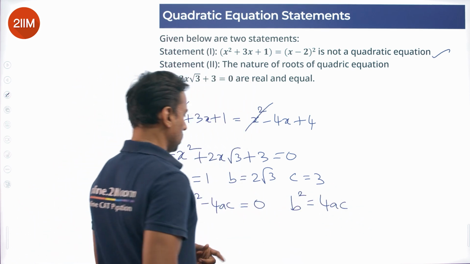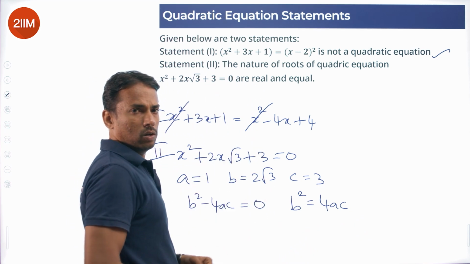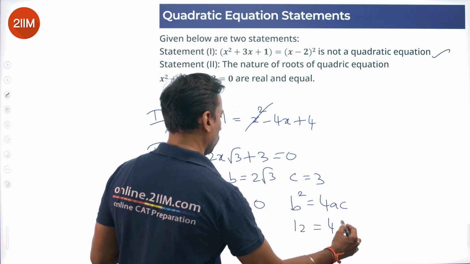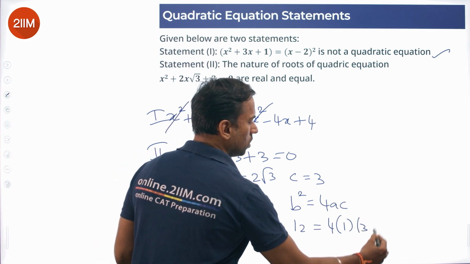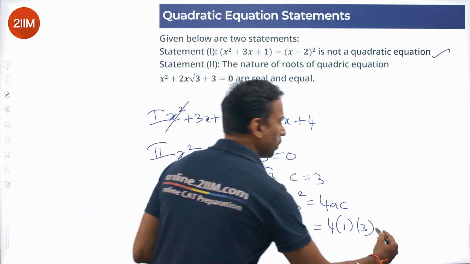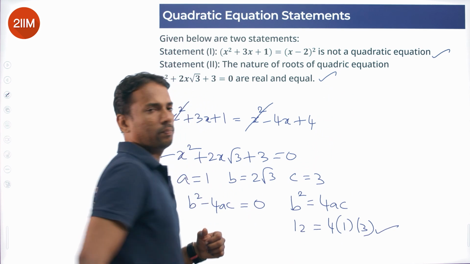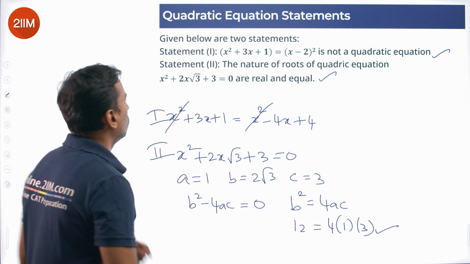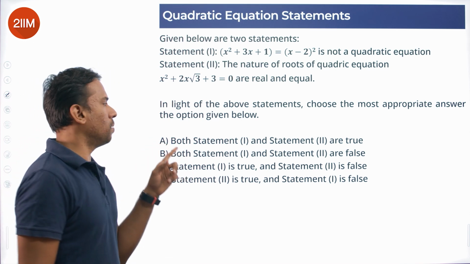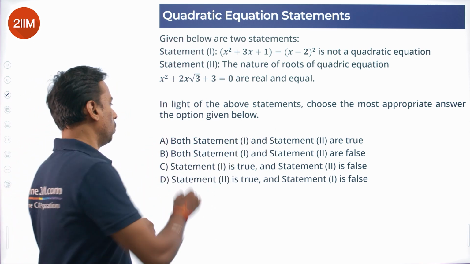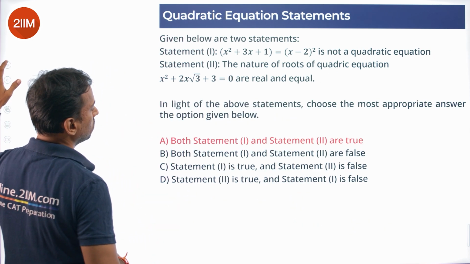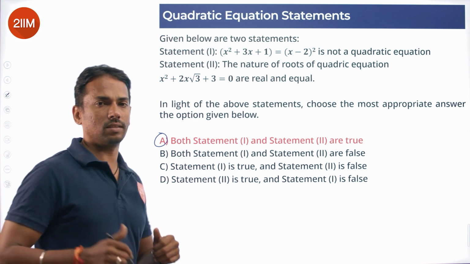We will verify this. B square is 2 root 3 the whole square, 2 into 2 into 3, which is 12, is equal to 4 into A is 1 and C is 3. Yes, 12 is equal to 4 3s are 12. It's verified. That means the second one is also true. Both the statements are true. Answer should be option A. Both statement 1 and statement 2 are true. Option A should be the right answer. We'll check this. Yeah, option A is the right answer.